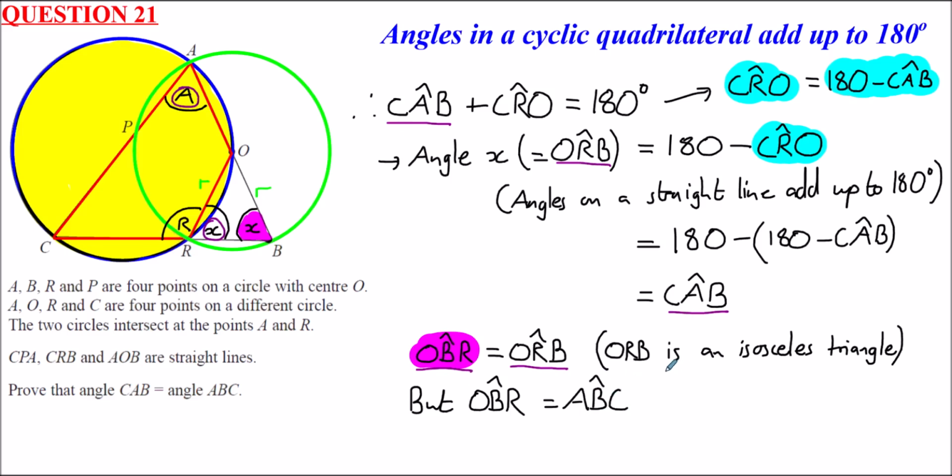So what we've proven here is that the angle CAB at the top is equal to angle X, which is the same as ORB, which is the same as OBR, which is the same as ABC. So therefore, we can conclude by saying angle CAB equals angle ABC. And that finishes the question and the entire paper.